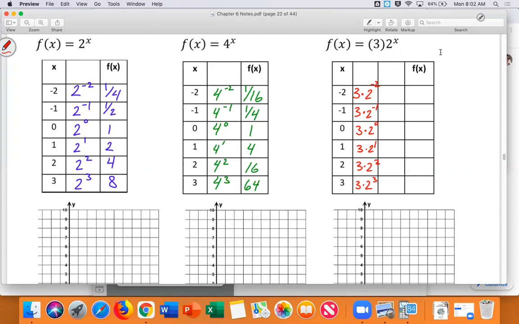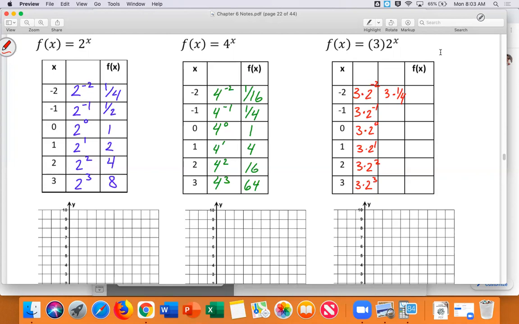Matt, when you are doing math, do you ever look back at the problems you've previously completed? Or do you just keep going forward? You just keep going forward, right? Matt, do you see how this problem is very similar to the first problem, right? Notice it's just 3 times my first problem. So, Matt, what was 2 to the negative second? 1/4. So this is going to be 3 times 1/4.